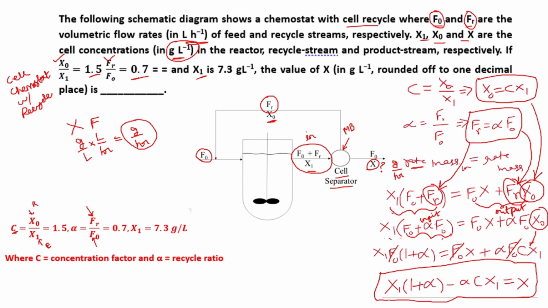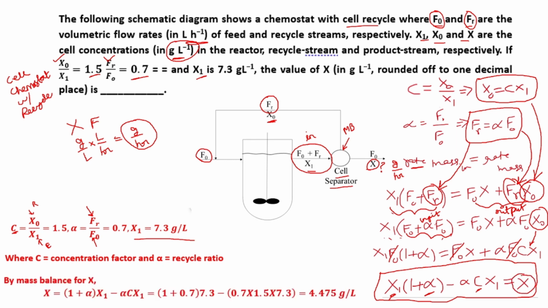So we know x1, which has already been given as 7.3 grams per liter. We know alpha, it has also been given. We know C, it has also been given, so we can find x. If we substitute all the given values, we get the final cell concentration coming out from the cell separator to be 4.475 grams per liter, somewhere around this value.